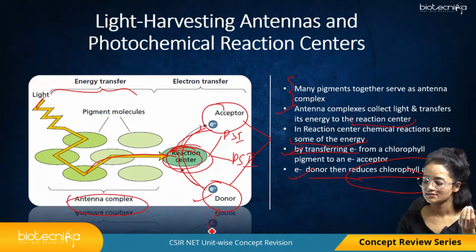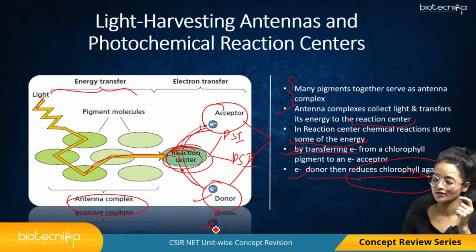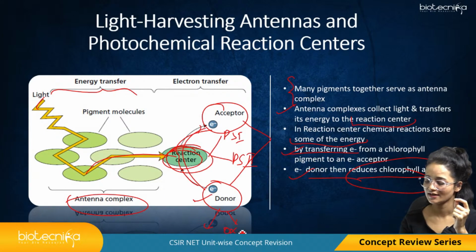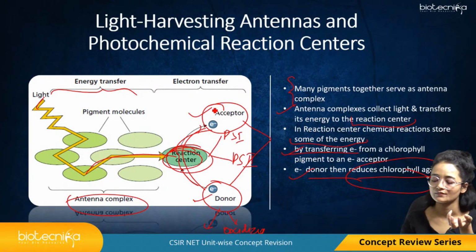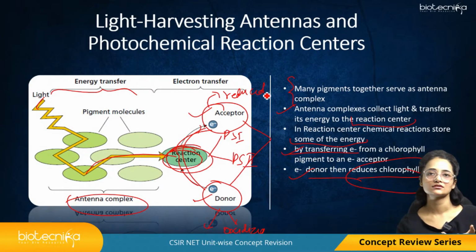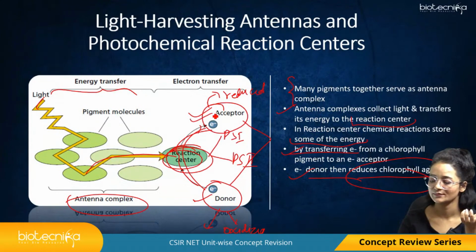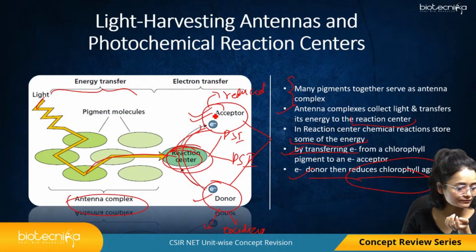Since this donor molecule is donating the electron, it will be in its oxidation state, it will get oxidized, and the acceptor molecule, which is accepting the electron, will get reduced, right? So that is what it is saying, that the electron donor then reduces the chlorophyll molecule, that is the acceptor one. So this much have you understood?